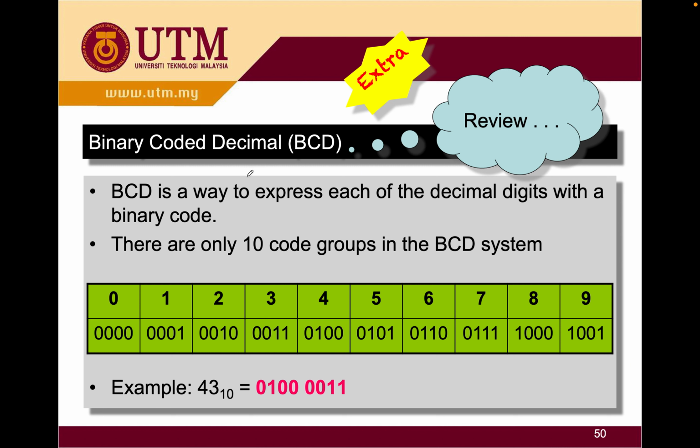So BCD, binary coded decimal, is a way to express each of the decimal digits with a binary code. There are only 10 code groups in the BCD system. The rest will be invalid. If you still remember, go back and look into your module 2 numbering system.